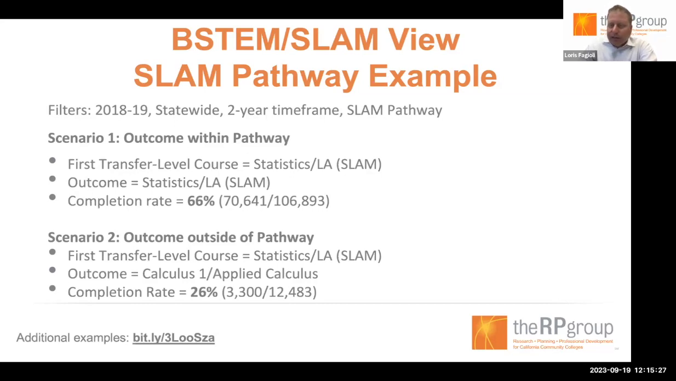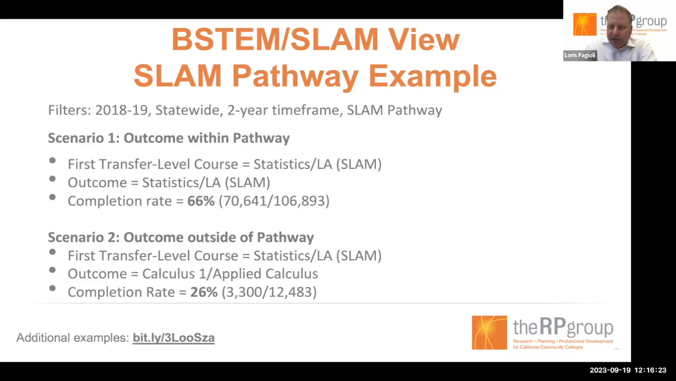I think that one is fairly clear, and it is similar if you select a BSTEM pathway with BSTEM outcomes. It is always the completion rate of the outcome that you selected given their first enrollment in the transfer level course. However, scenario 2 is, let's say you select first transfer level course is statistics, liberal arts, meaning they started in the SLAM pathway, but you select the Calculus 1 outcome, which is typically a BSTEM outcome. So what if a student started in statistics, but you want to see how many have actually completed Calculus 1? That changes the cohort size. As you see, the initial cohort of students who started in statistics and completed statistics is 106,000.